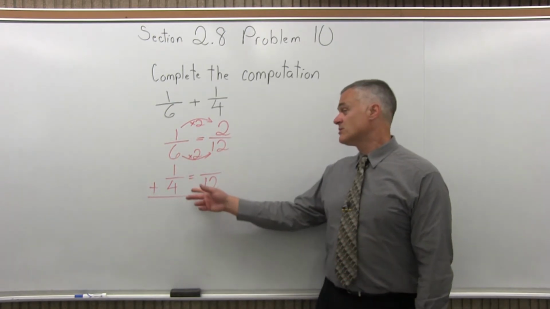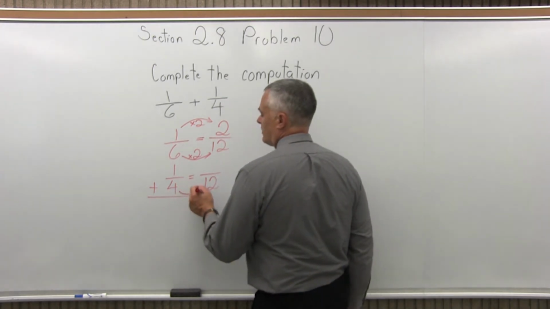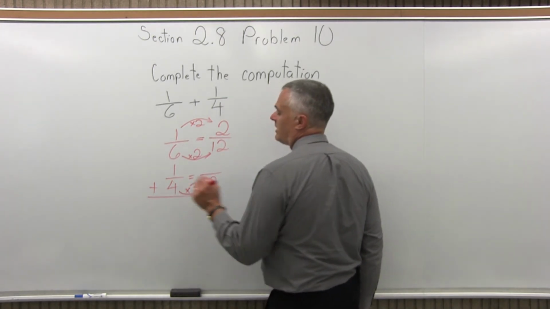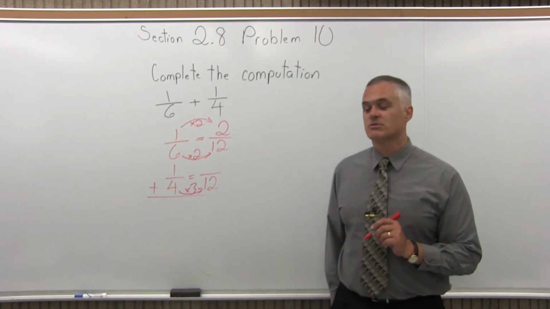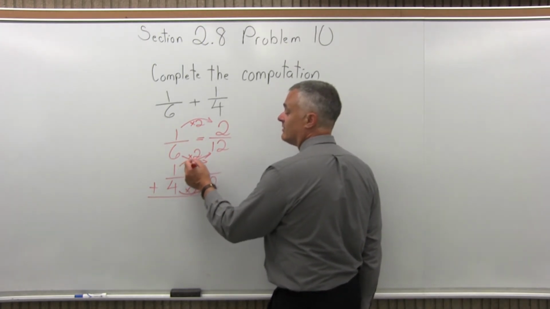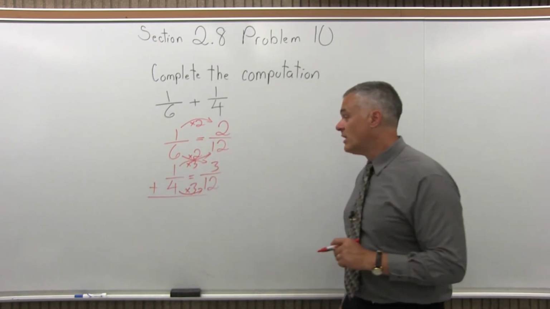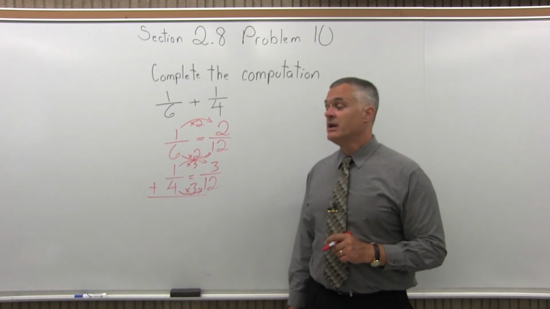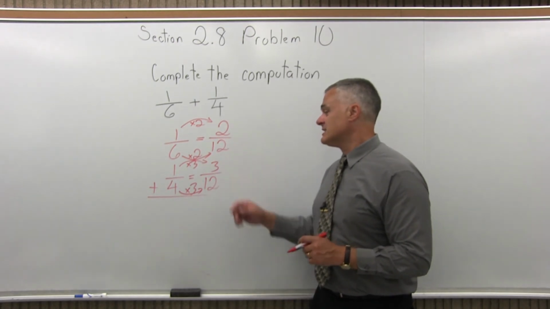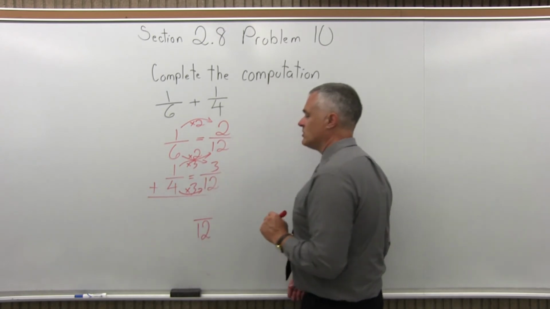Do the same process with the lower fraction, 1 over 4. The denominator of 4 times some value turned into a 12. That value is 3. 4 times 3 is 12. So the numerator of 1 gets multiplied times that same value of 3. 1 times 3 is 3. 3 over 12 is equivalent to 1 over 4. Now my fractions have the same denominator. So that's the denominator that I will have for my answer, 12.